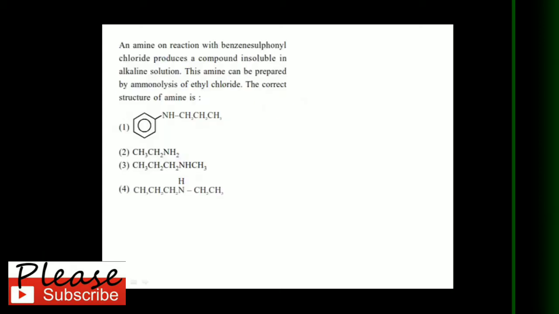An amine on reaction with benzene sulfonyl chloride produces a compound insoluble in alkaline solution. This amine can be prepared by ammonolysis of ethyl chloride. Identify the structure of the amine. Here, what is this benzene sulfonyl chloride?